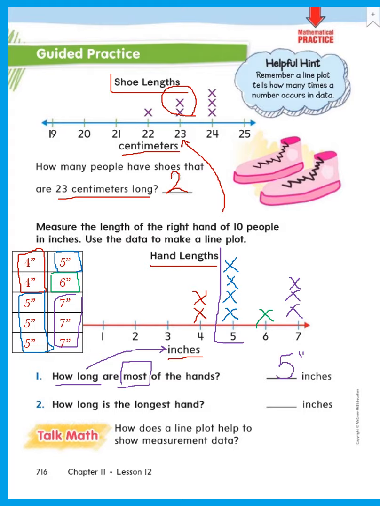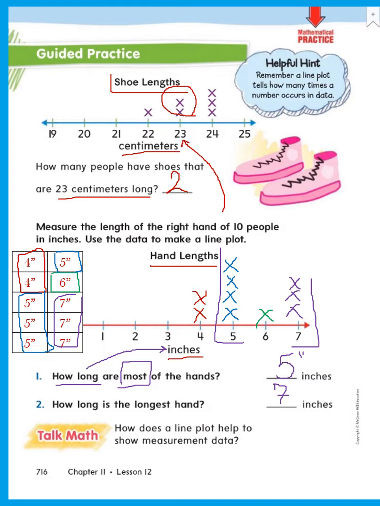Number 2, how long is the longest hand? And what's the answer to that? The longest hand is 7 inches. Okay, because 7 is bigger than these other numbers. So we put a 7 there.